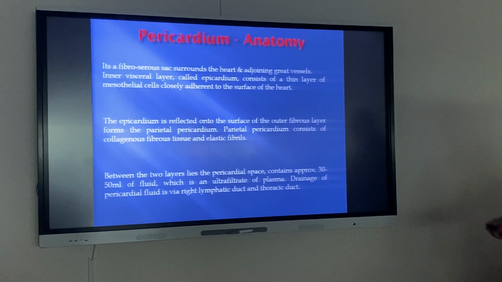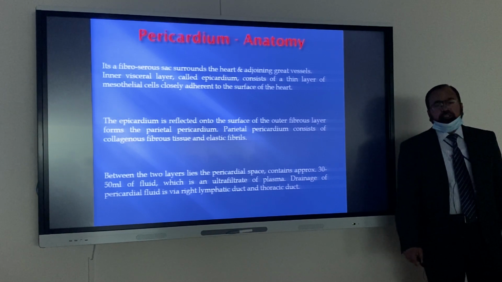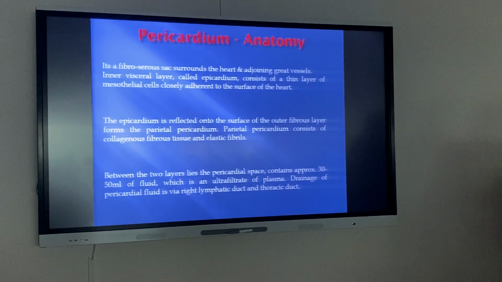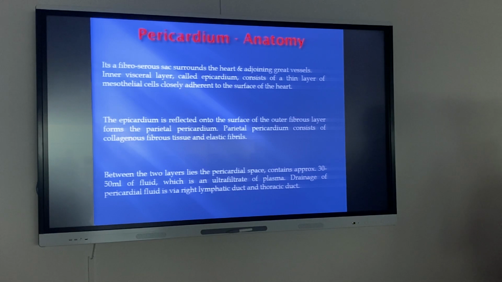So the space contains approximately 30 to 50 ml of fluid. It's not too much, but this fluid is very important. Why? Because it drains to the right lymphatic or thoracic duct, because the fluid is continuously being made by mesothelial cells. You know, mesothelial cells have a propensity to make more and more serous fluid, and then it is taken out, drained into the thoracic duct or lymphatic duct.